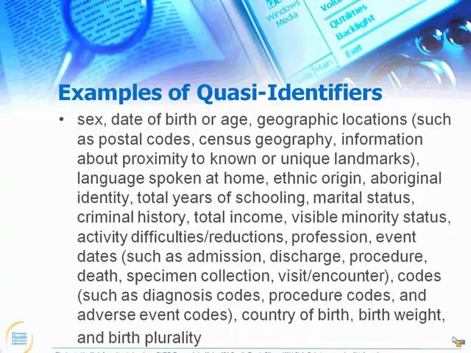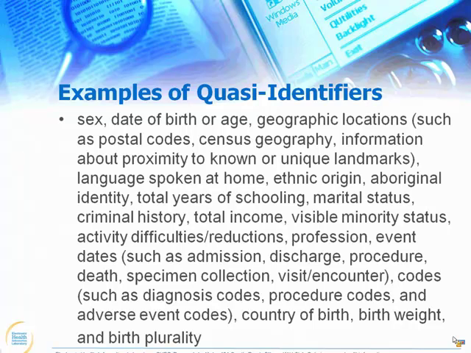Language spoken at home, ethnic origin, Aboriginal identity, total years of schooling, marital status, criminal history, total income, visible minority status, activity difficulties or reductions, profession, event dates such as admission, discharge, procedure, death, specimen collection or visit or encounter. And then you have the transactional type quasi-identifiers, codes like diagnosis codes, procedure codes, and adverse event codes, and then country of birth, birth weight, and birth plurality. So these are all examples of quasi-identifiers.